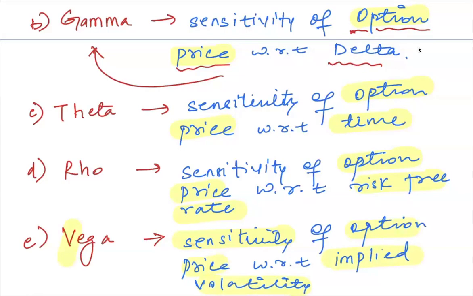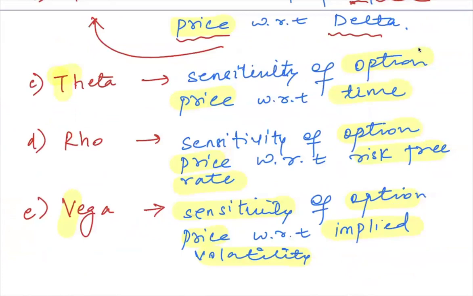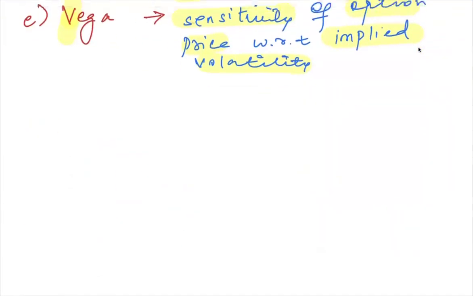Okay, so how I used to remember was, because it starts from T. So we are finding the sensitivity of option price with respect to time. So T for theta, T for time. Similarly, R for rho and R for risk-free rate. Similarly, V for vega and V for volatility. So this is a simple trick to remember how we are sensitizing option price with respect to different parameters. So let's go into detail into each of them.